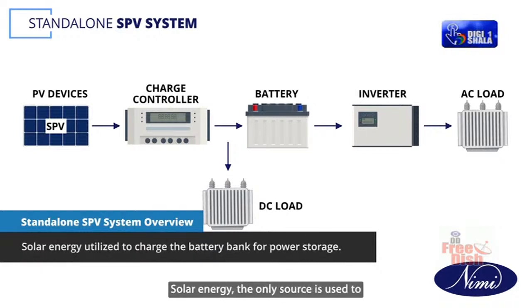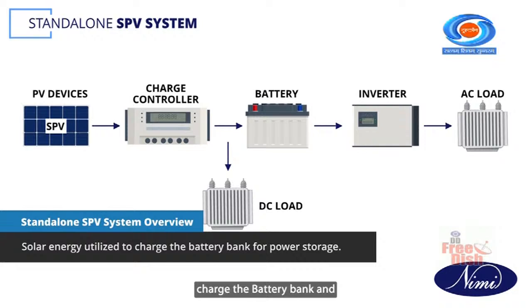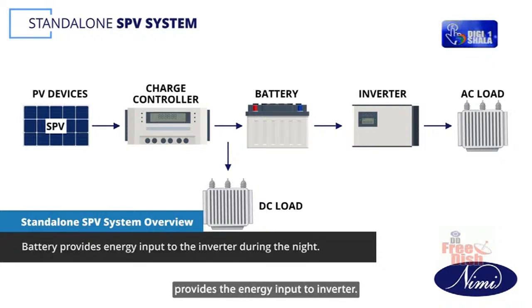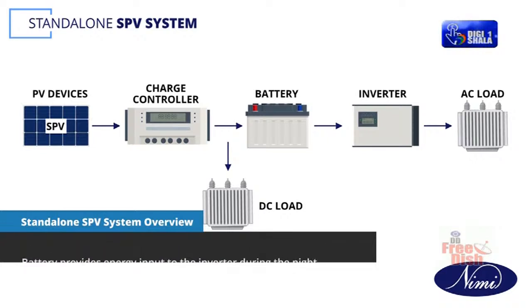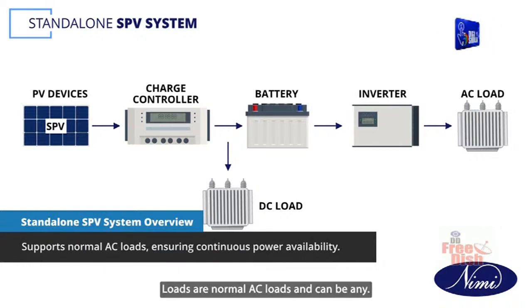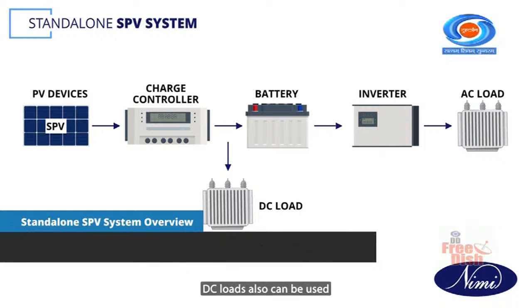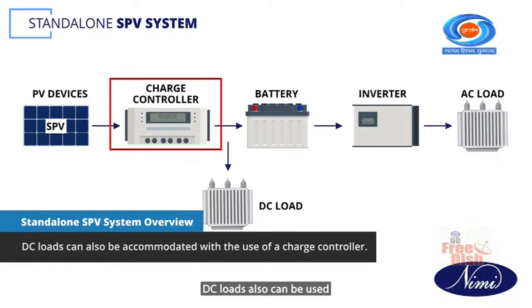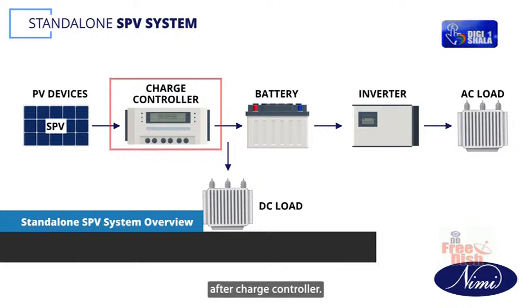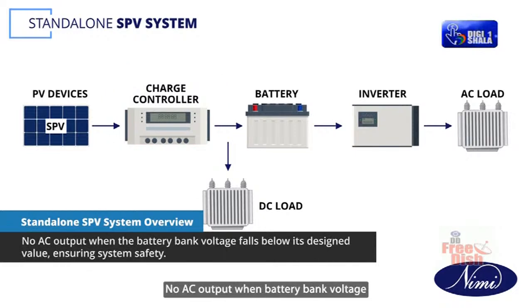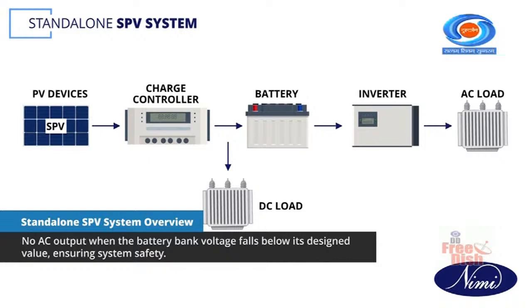Solar energy, the only source, is used to charge the battery bank and for daylighting. During night, the battery provides the energy input to the inverter. Loads are normal AC loads and can be any. DC loads also can be used after the charge controller. No AC output when the battery bank voltage goes below its design value.